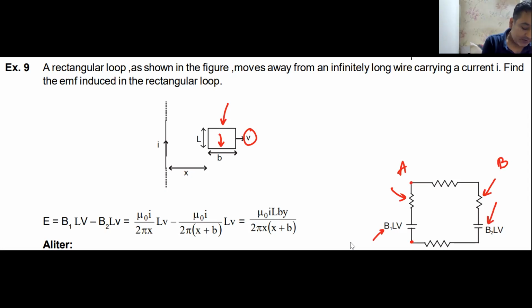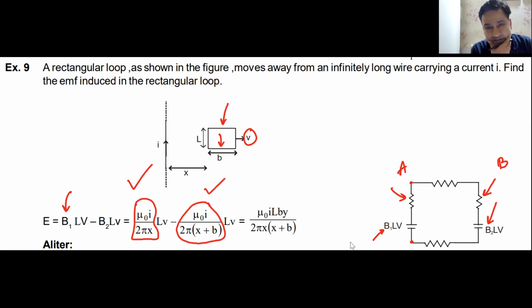Sir, why is the magnetic field not the same in that? Yeah, the value of B1 is mu naught I by 2 pi x. Yes or no? Yes, sir. And the value of B2 is mu naught I by 2 pi (x plus B). This is greater and this is smaller, so we subtract the smaller from the bigger one. Are you getting my point?